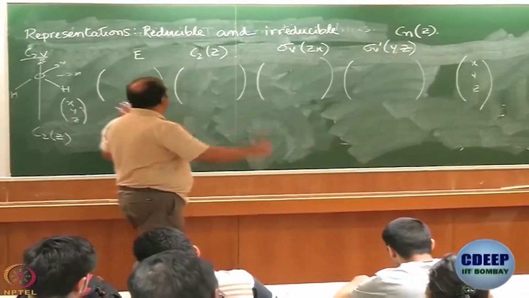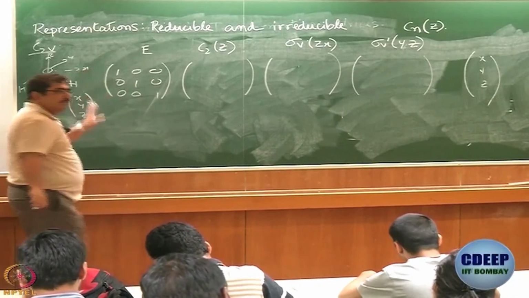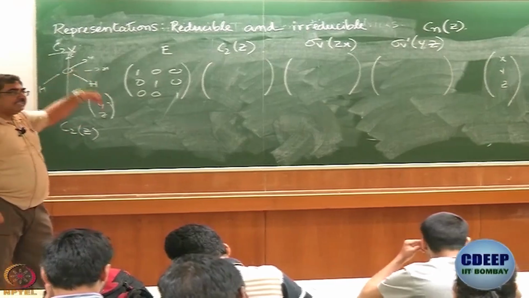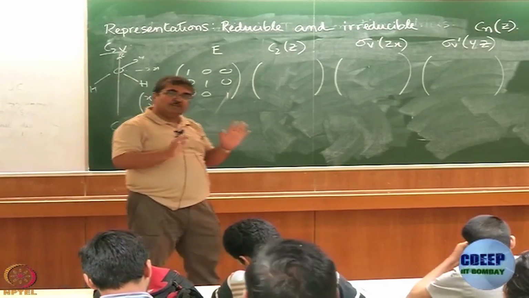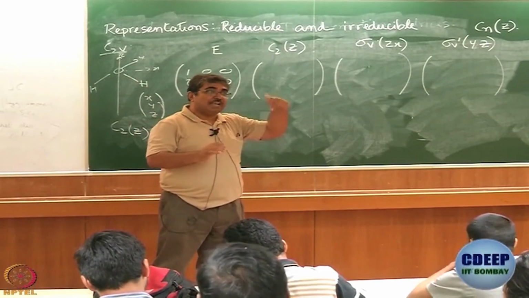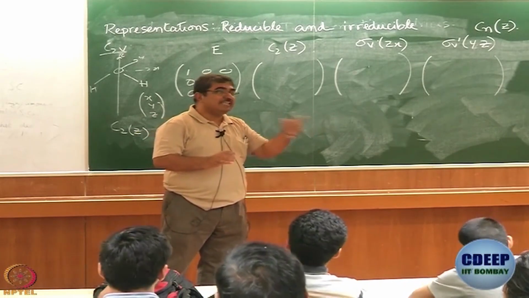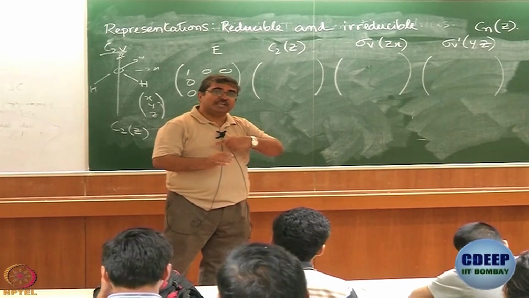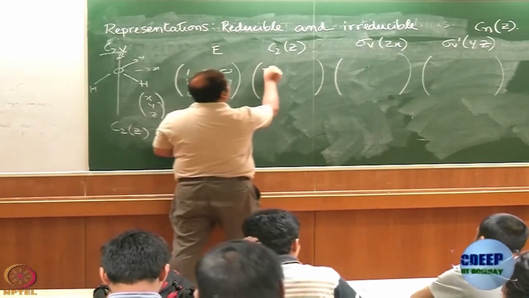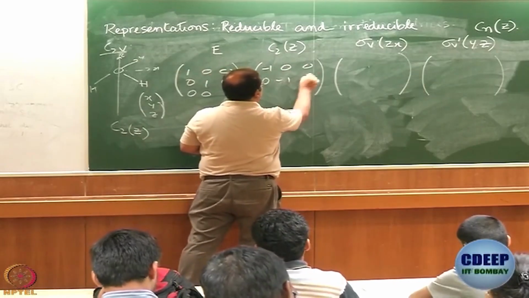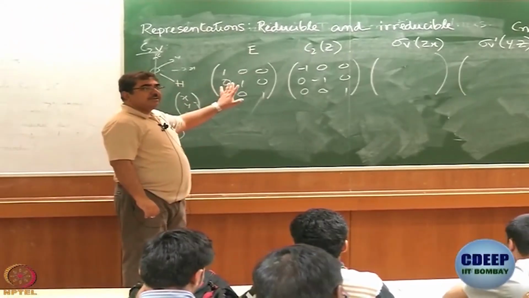Can I start? The first one we will write without even discussing. E is done. When we apply C2, what happens? Usually you would expect a mixture of X and Y, but this is a special case because your axis is the C2 axis, a 180-degree rotation. So each axis becomes negative of itself as long as you are talking about X and Y, and Z remains the same. Agreed? So, minus 1 0 0, 0 minus 1 0, 0 0 1. Are we comfortable with C2?